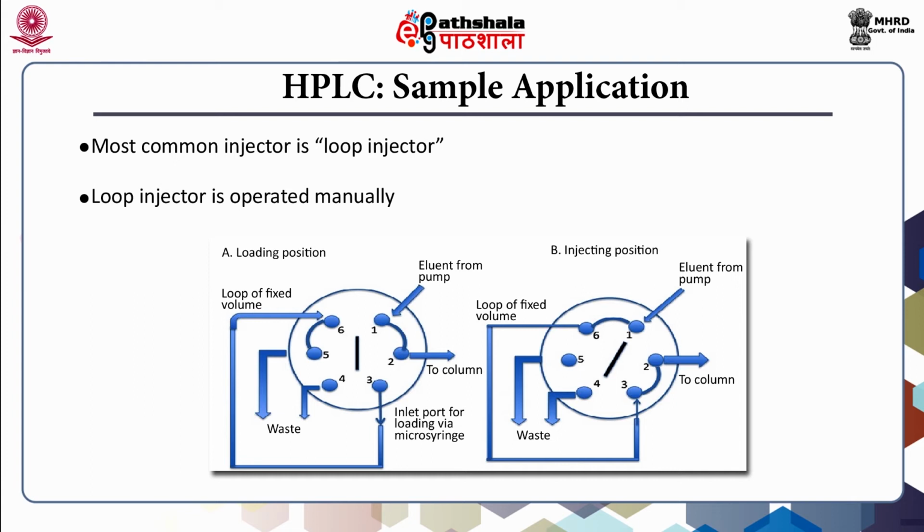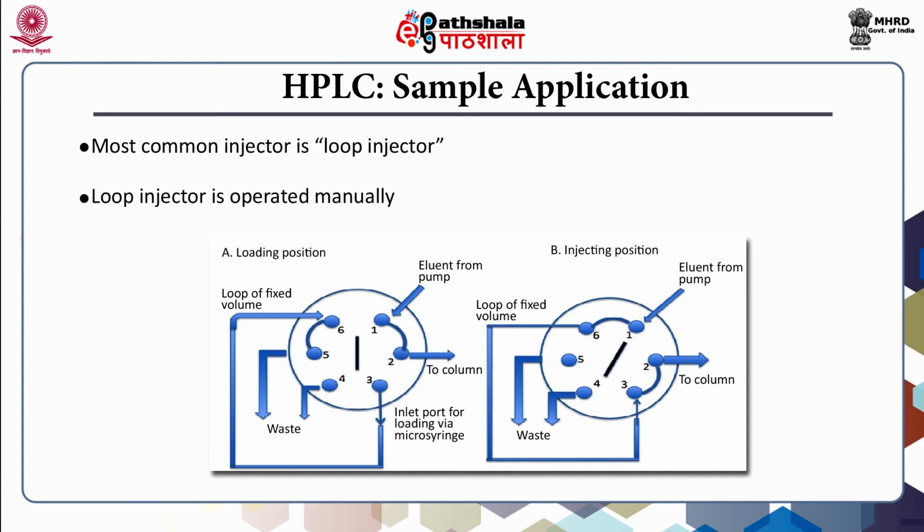The connection between port 3 and port 6 is the loop, and this loop has a fixed volume, and in this port we need to inject the sample. For example, if this loop has 20 microliter volume and we inject, say for instance, 40 microliter of the sample, then this loop can hold only 20 microliter, and the excess 20 microliter will pass on from port 6 to port 5 and from port 5 to the waste. So, this loop contains only 20 microliter if its volume is 20 microliter.